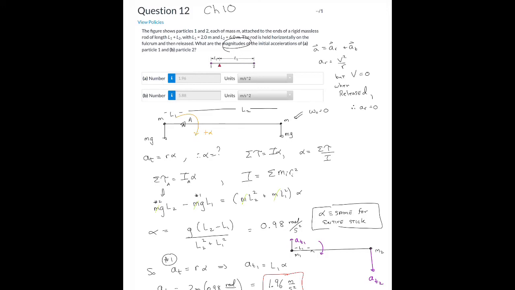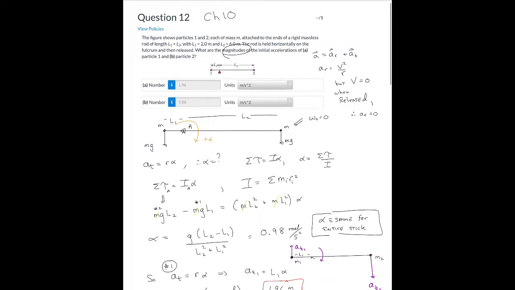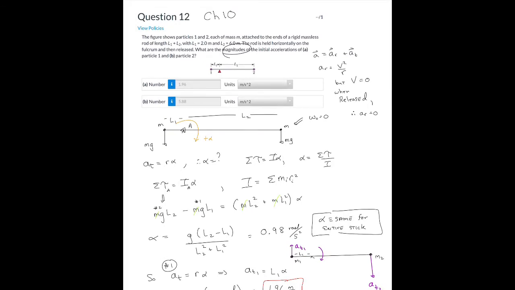Okay, so this is chapter 10, question number 12. They give you 2 point masses, and they're attached by a light stick, so the mass of the stick is negligible. You let go of the system, and they want to know the magnitudes, meaning they don't care about the direction, they don't want a plus or minus. They want the magnitudes of the initial accelerations of particle number 1 and then particle number 2.